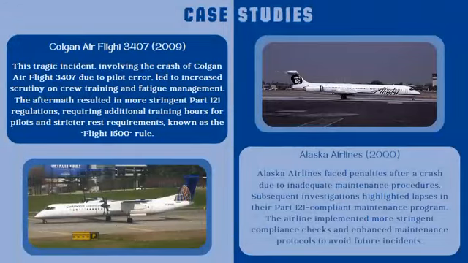Case studies: Colgan Air Flight 3407 in 2009. This tragic incident involved the crash of Colgan Air Flight 3407 due to pilot error, and led to increased scrutiny on crew training and fatigue management. The aftermath resulted in more stringent Part 121 regulations, requiring additional training hours for pilots and stricter rest requirements, known as the Flight 1500 rule.